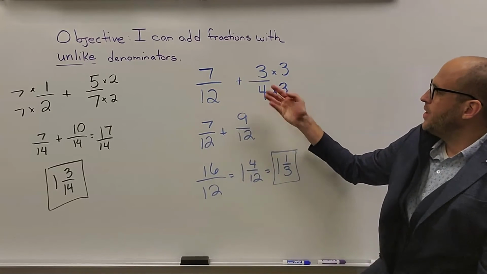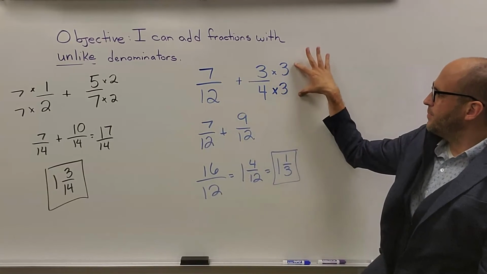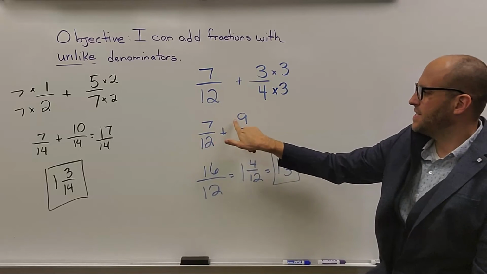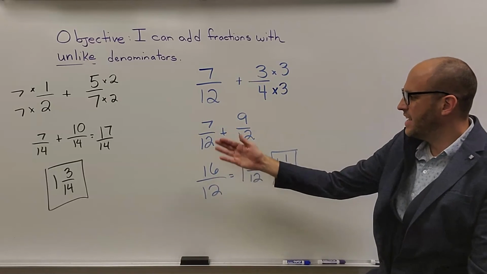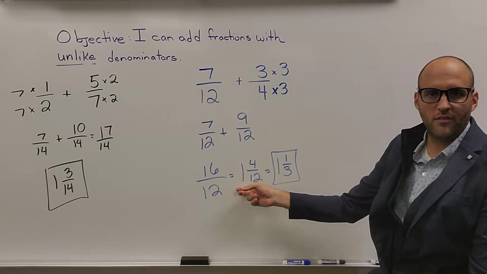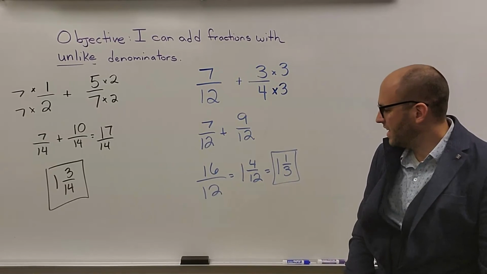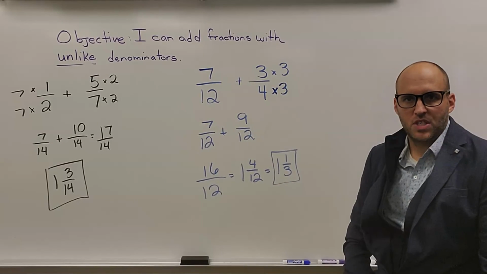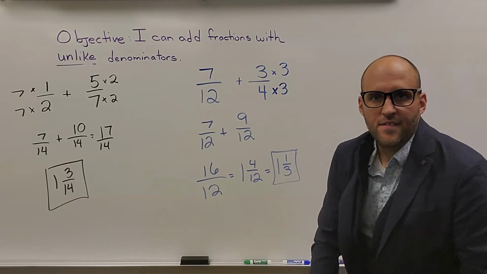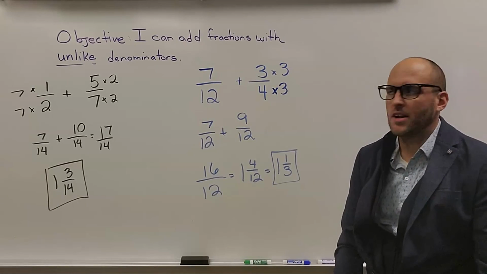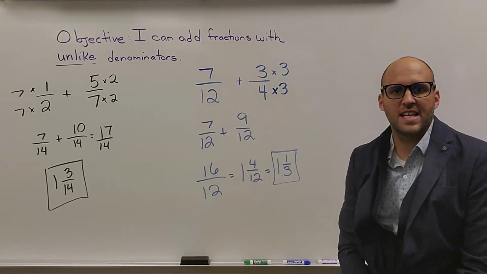For this problem, we only had to multiply one side, the 3/4 by 3. So we had 7 plus 9 gives us 16. 16 over 12 gives us 1 and 1/4 when we turn it into a mixed number. And then 1 and 1/3 when we finally get our answer in simplest form. So hopefully these problems helped you get a better understanding of adding fractions with unlike denominators.